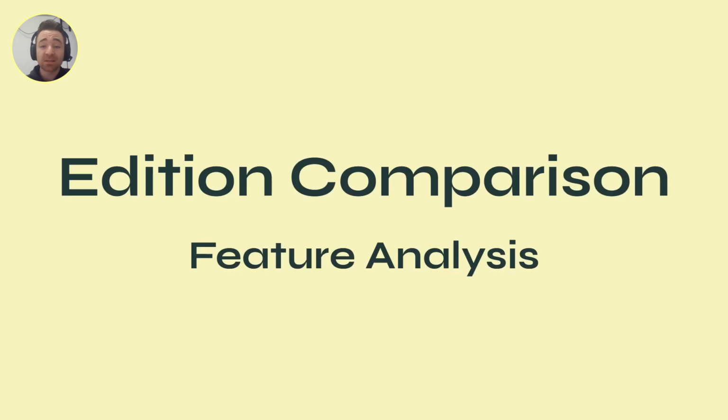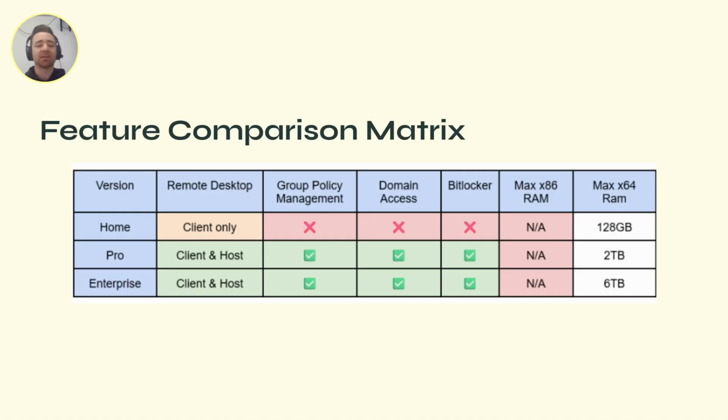Okay. So let's go ahead and clearly compare and summarize the differences here. So you've got the version, you've got the specific thing you need to know about and whether or not that particular version has access to that, plus the RAM. So you can see here, Home, 128 gigs, same as Windows 10. Pro, 2 terabytes, same as Windows 10. Enterprise, 6 terabytes, same as Windows 10. So a lot of similarities there.